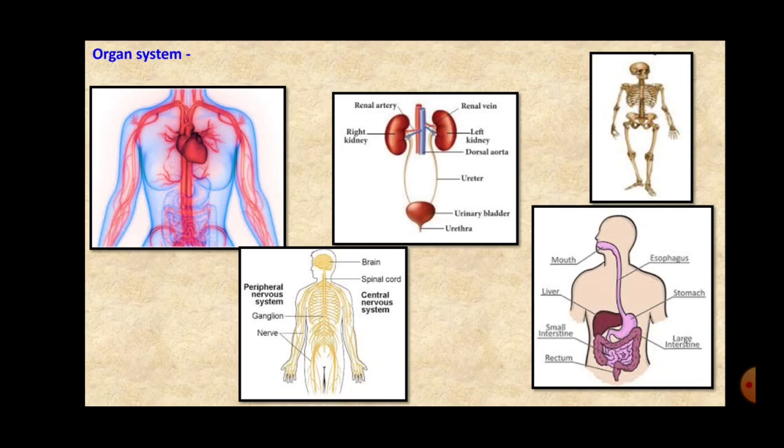Next one is the nervous system, where all the nerves reach each and every part of our body. And the last one is the digestive system, that is, whatever food is eaten is converted into simple soluble substances so that it can be absorbed inside our body. So these all are the organ systems. A group of organs working together to perform a specific function is called an organ system.